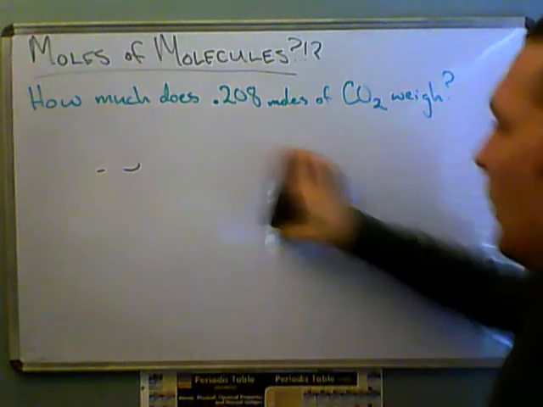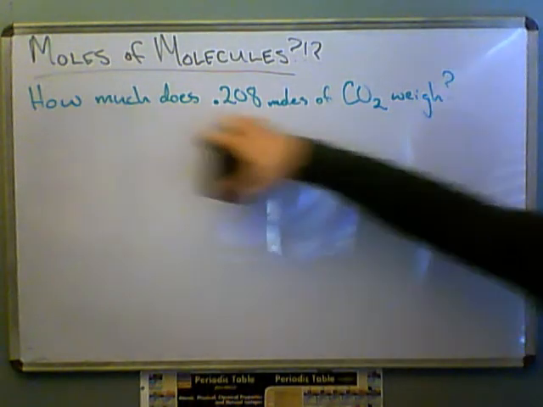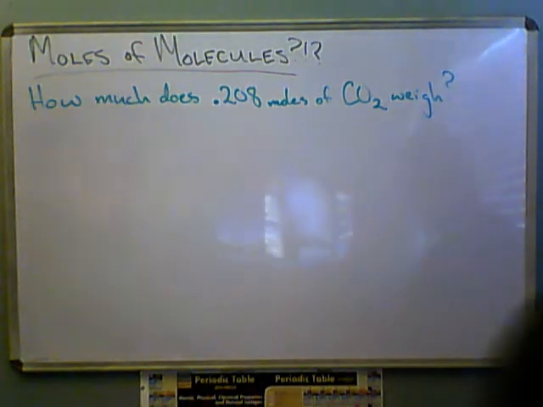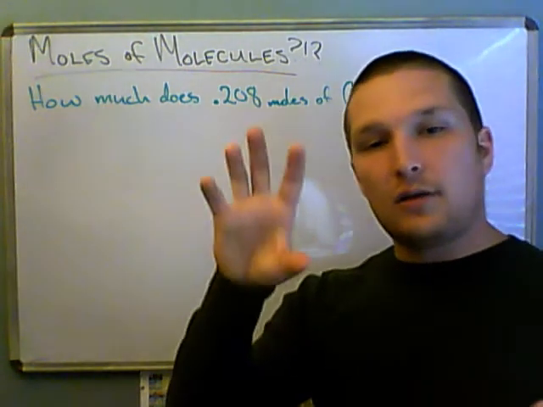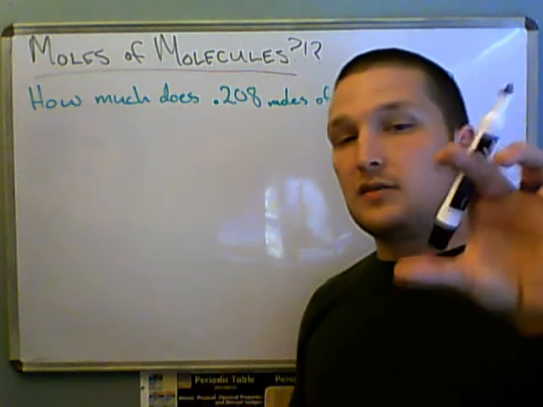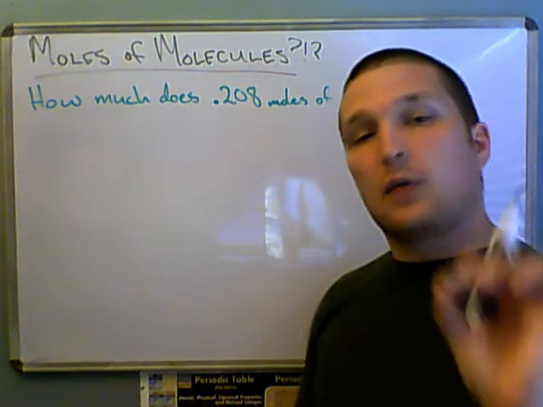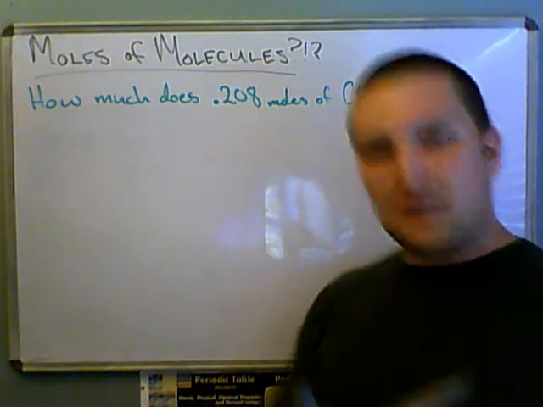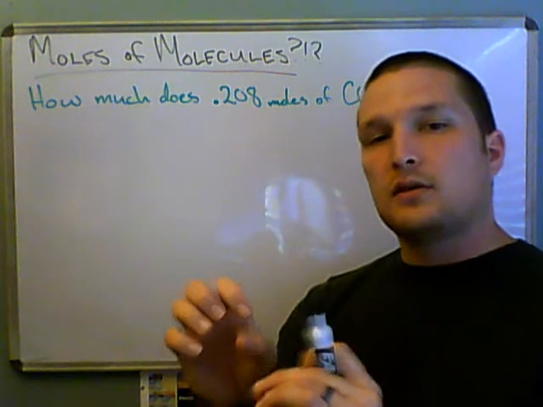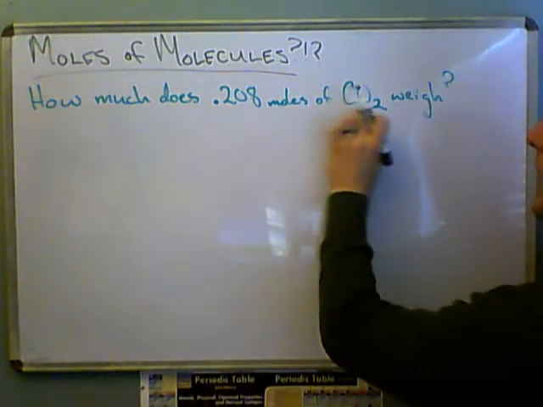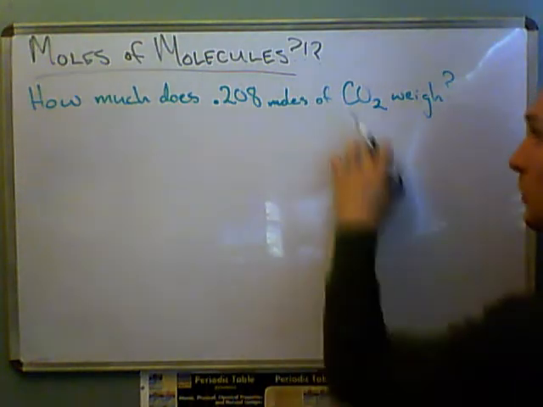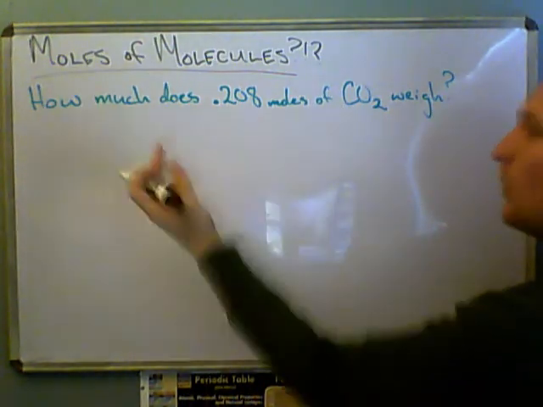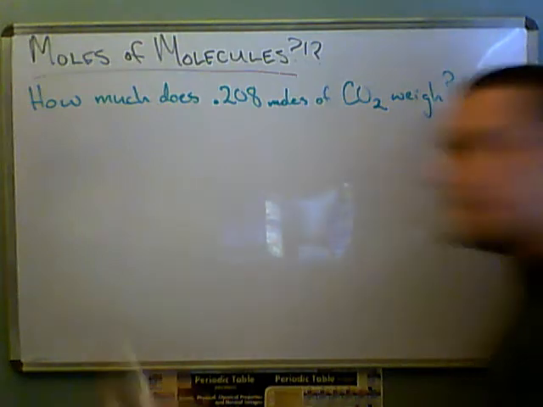So if we want to know how much that many moles of CO2 weighs, we have to consider the difference between the weight of the carbon and the weight of the oxygen. First, I want to find out how many moles of each atom I have. Since there's only one atom of carbon for every one CO2 molecule, we have 0.208 moles of it. That makes sense, right?